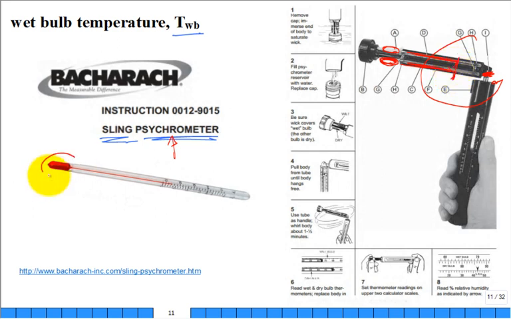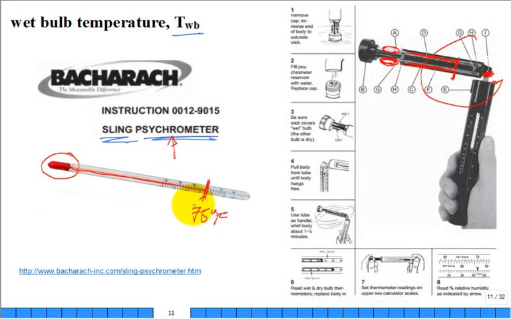Now, one will be a dry bulb, nothing on the end of the bulb. You would look at it and measure, oh, in this room it looks like 75 F or 80 degrees F or whatever the dry bulb temperature is in the room. The other thermometer measures the wet bulb temperature.